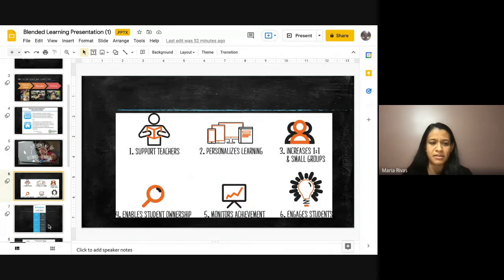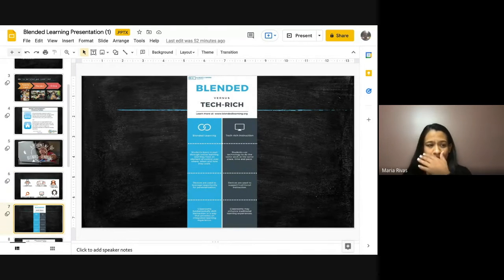We're looking at blended learning versus tech-rich instruction. Blended learning is where students learn in part through online learning. Some of the kids are going to have to learn online. There are going to be some programs that are going to support you to close those gaps with some support of online. Tech-rich instruction is technology. Students use technology to do the same work at the same place, time, and pace.